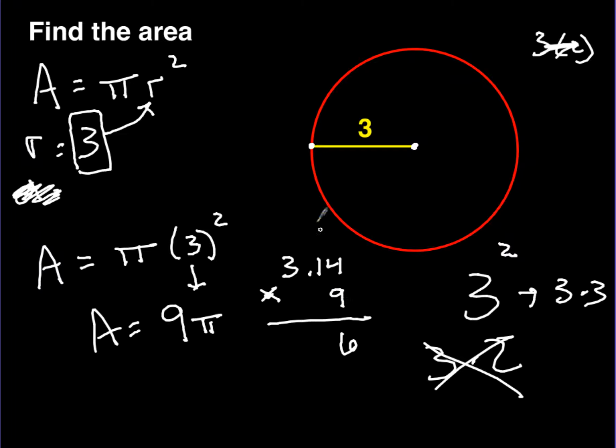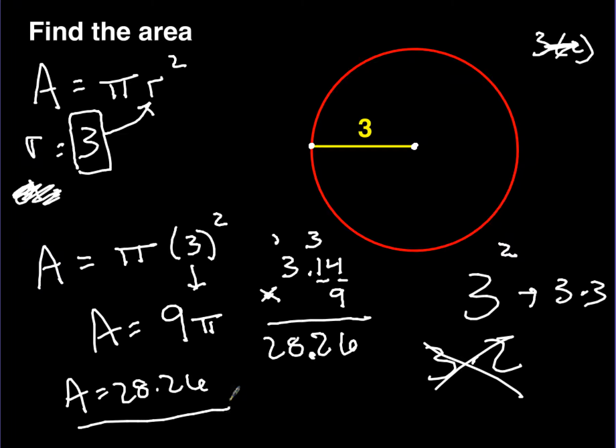4 times 9, I'm just going to do this real quick, guys. 4 times 9 is 36. 9 times 1 is 9, plus 3 is 12. And 9 times 3 is 27, plus the 1 is 28. 1, 2 numbers after my decimal, 1, 2. So I get an area of 28.26. And I'm done. So that's it. That's all we're going to be doing today.